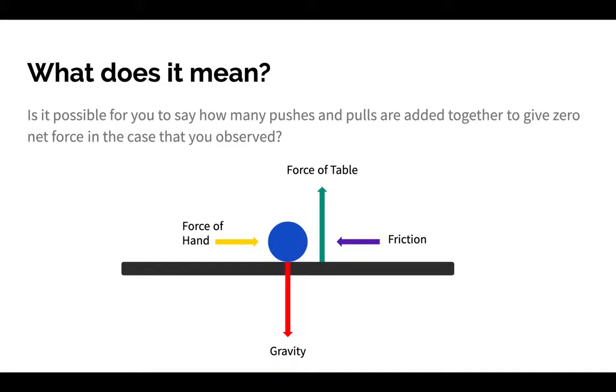The force of gravity and the force of the table will always cancel, giving you a vector of 0. And assuming that the ball is moving in a straight line in the x and y coordinates, the z vector would also be 0.